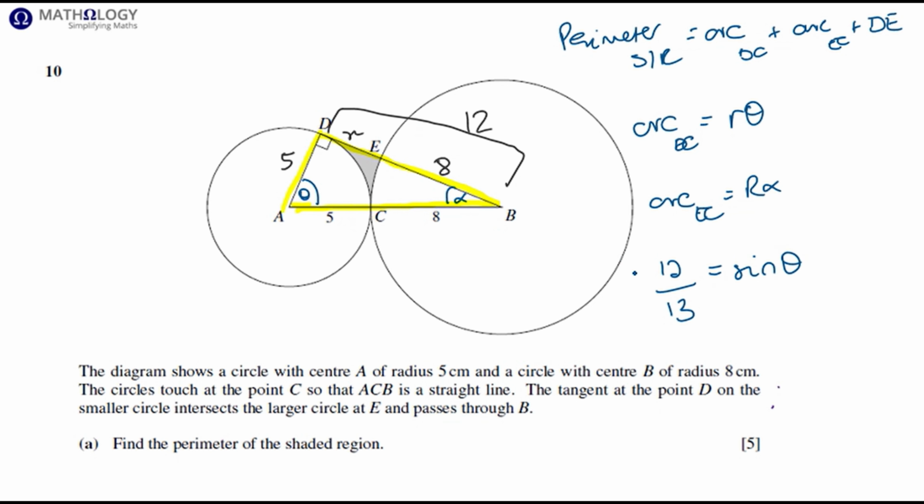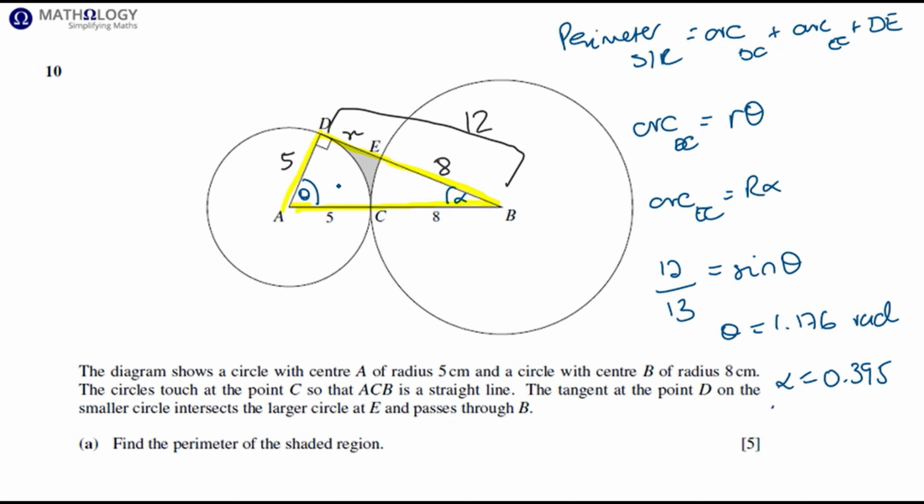Now just make sure that you're working in radians, because arc length and the area of a sector is always determined when your arc angle is measured in radians. So shift sine 12 divided by 13. So theta equals 1.176 radians. And likewise, we can subtract 1.176 from pi by 2. So alpha equals 0.395.